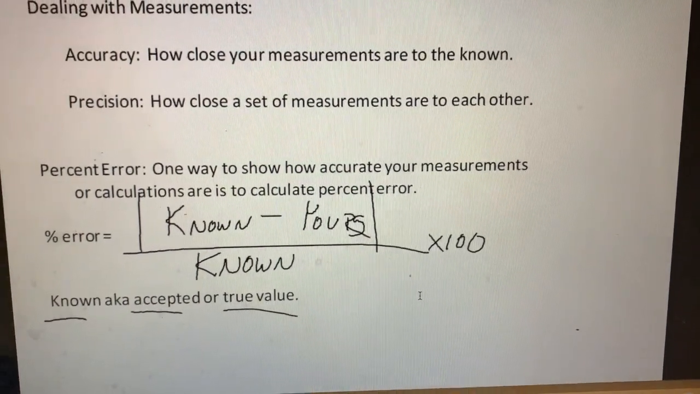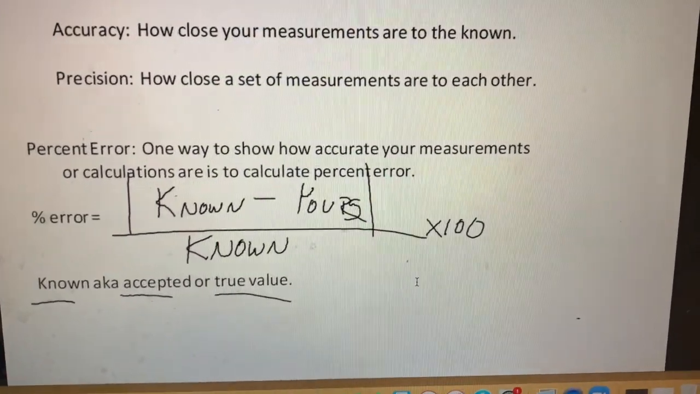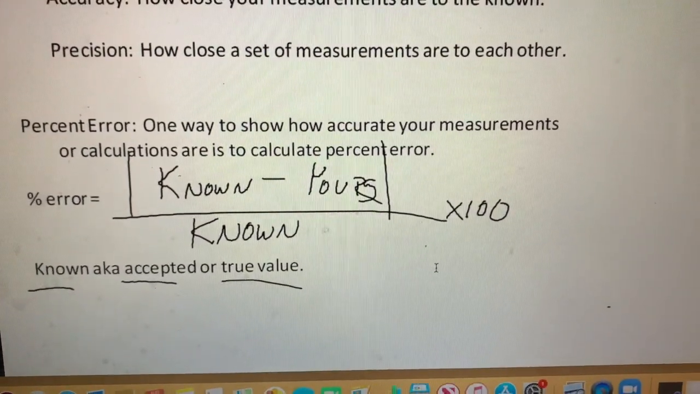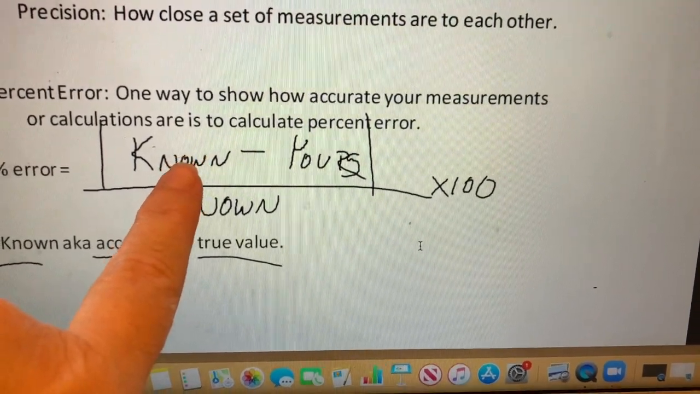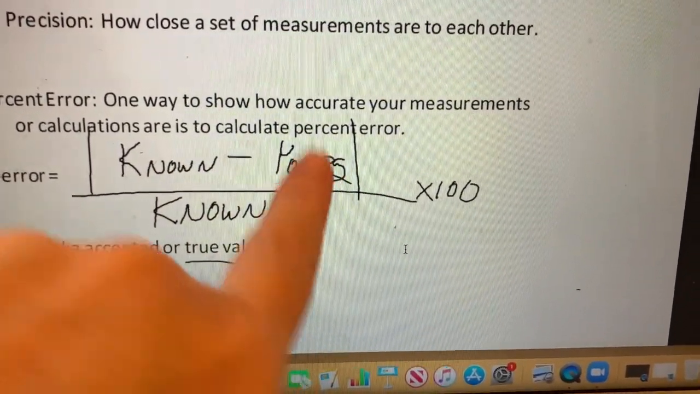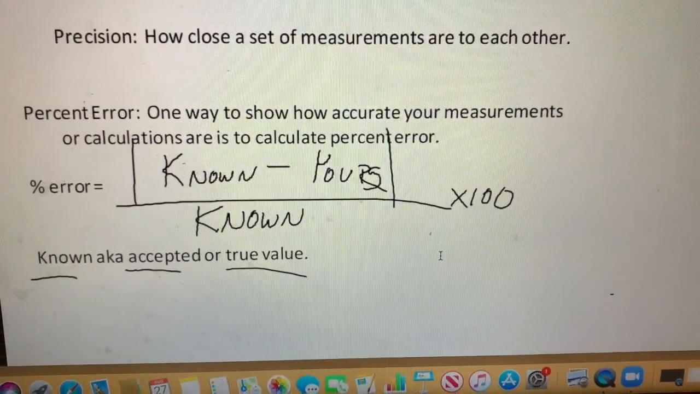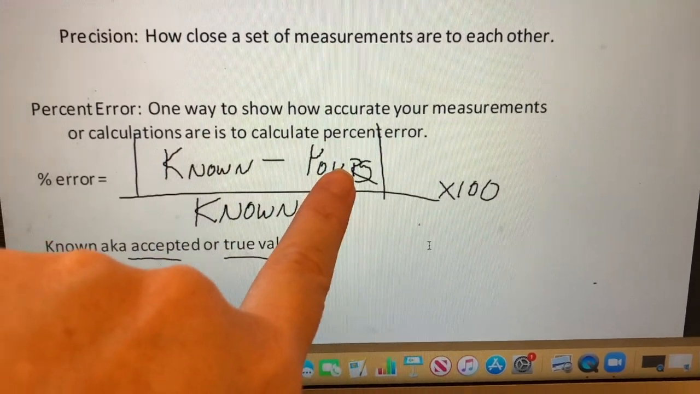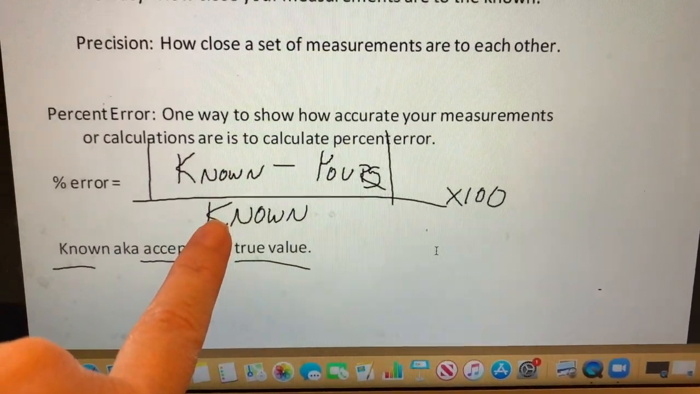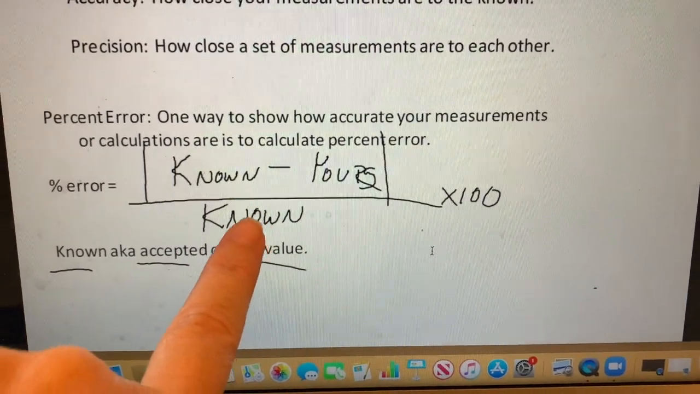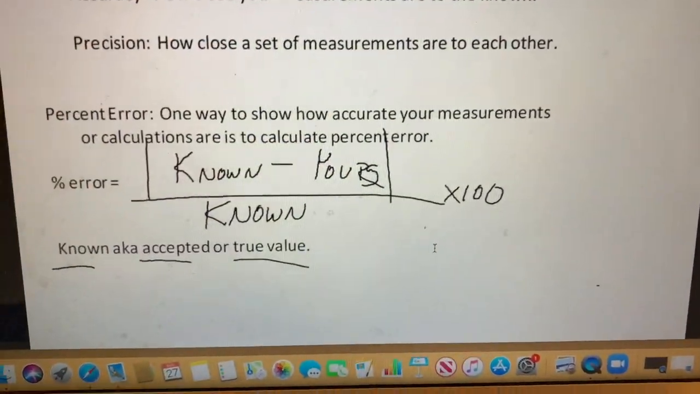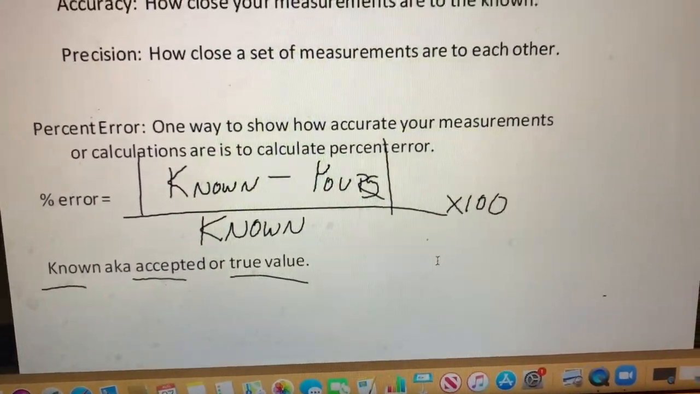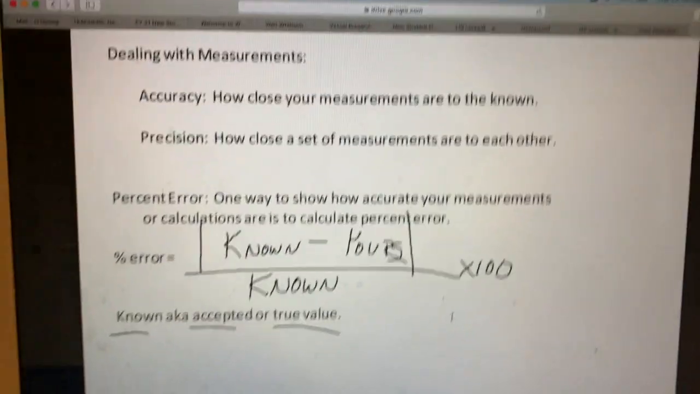One way that you're going to tell us how accurate you are is by doing what is known as percent error. Percent error is very simply the known, the true accepted value. You're going to subtract your value. By your, I mean the student's value. What did you get in the lab? You're going to take the absolute value of this. So it really doesn't matter which one of these goes first. What really matters, though, is what goes in the denominator. It must be that known, accepted, true value. That's what we're comparing it to. And then you're going to multiply that by 100.